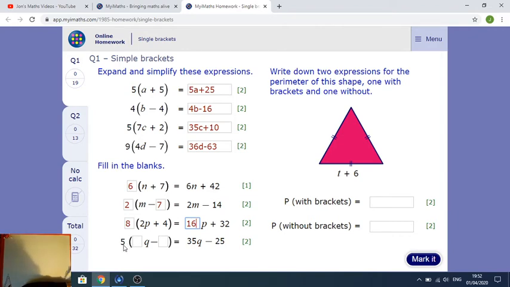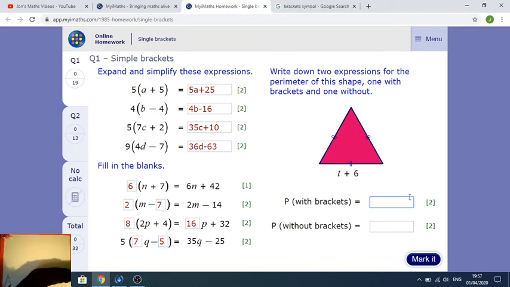So 5 times some amount of q that we've got to figure out has got to make 35q. So that's got to be 7q, because 7 times 5 makes 35. And 5 times some amount here has got to give you minus 25. So 5 times minus 5 is going to give you minus 25. The minus is already there, so I've just got to fill in the 5. 5 times 7q makes 35q. 5 times minus 5 makes minus 25.